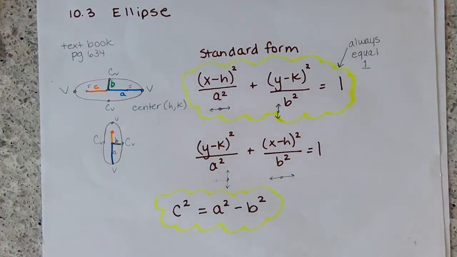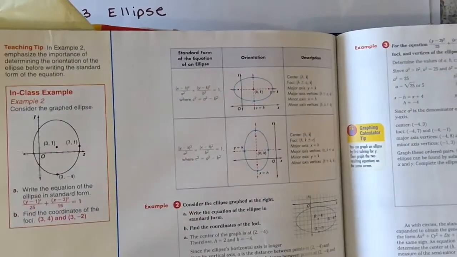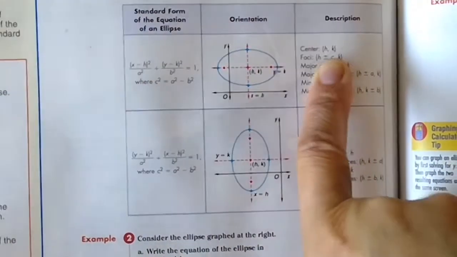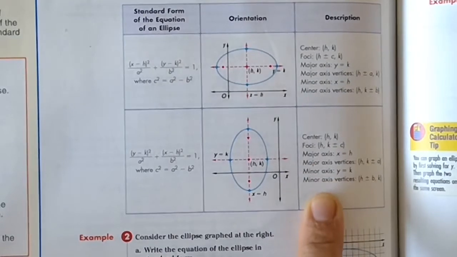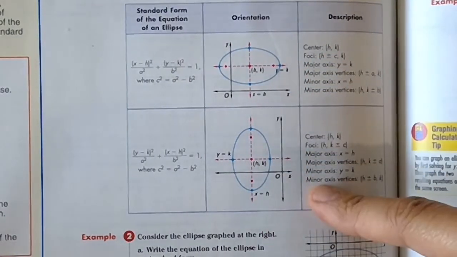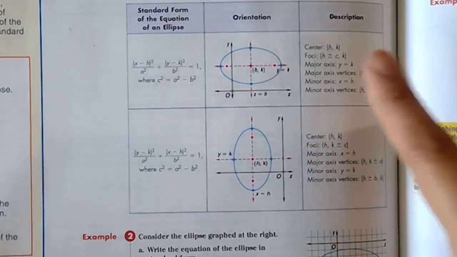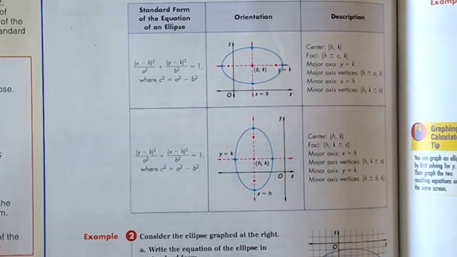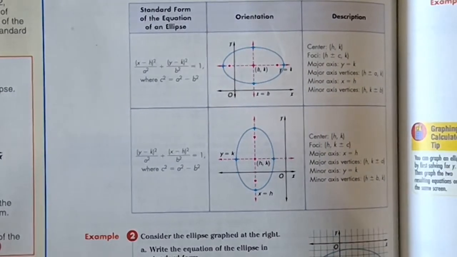Now, if you look at your textbook, it has all of these formulas that you can use to find your center, your foci, all of this. And this is on page 634. I won't actually teach it this way. I just have you think about it. But if you find your H, K, A, B, C value, you can definitely use the formulas. All right, let's graph some.